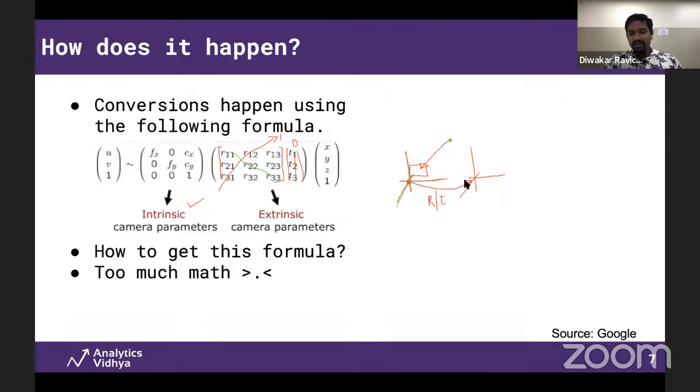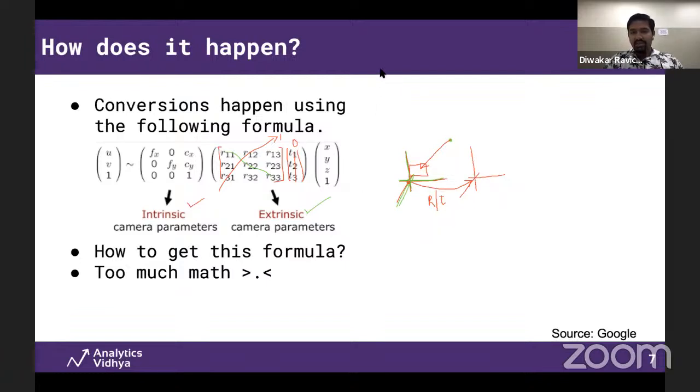At this point, you realize that with respect to my frame of reference, the green frame, the camera has moved. So it has a new extrinsic parameter by virtue of the environment, the environment being how the camera has moved. The point still remains the same. And fx, fy, cx, cy don't change because the camera is still the same, just that the camera has moved.